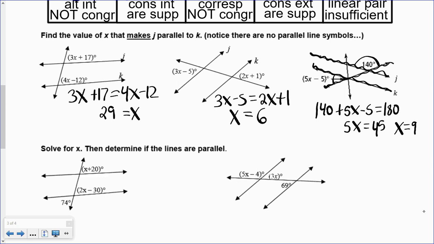Alright. These next questions right here are very important. Look at the directions. What do they say? Okay. Solve for x, then determine if the lines are parallel. Is there anywhere in the directions where they're telling you can assume that they're parallel? No. So we have to be careful with this one.